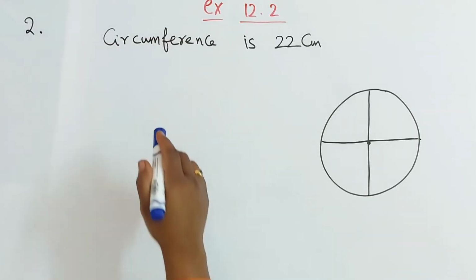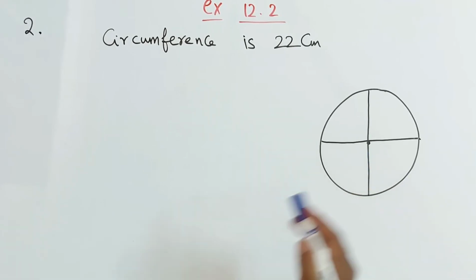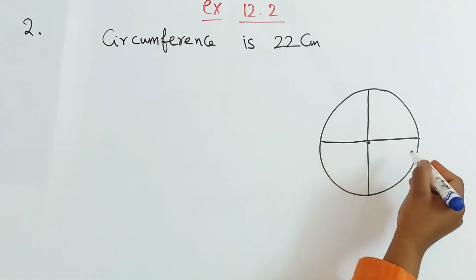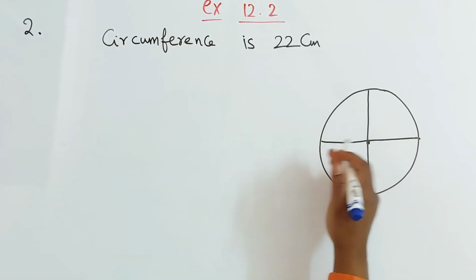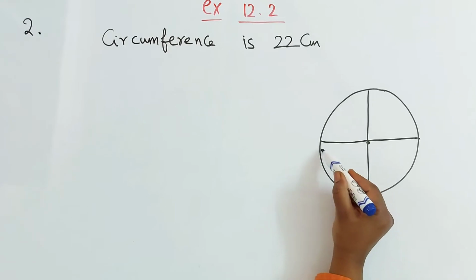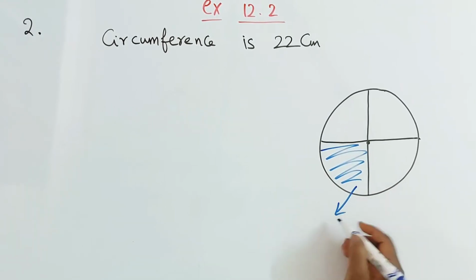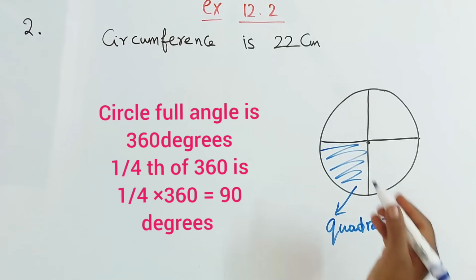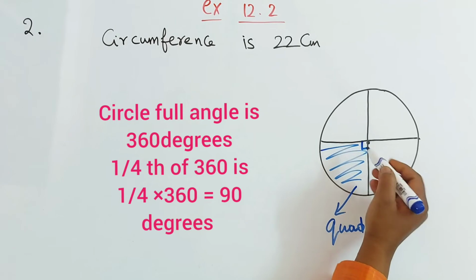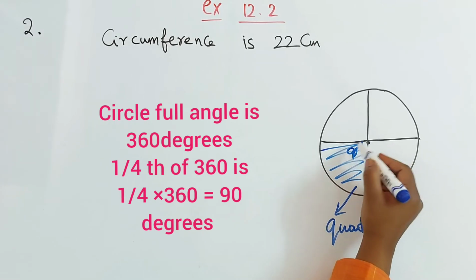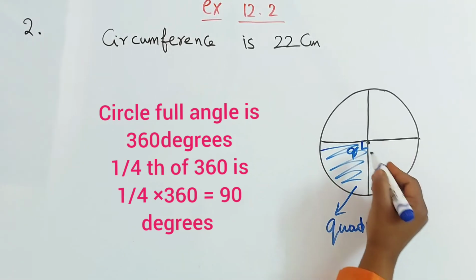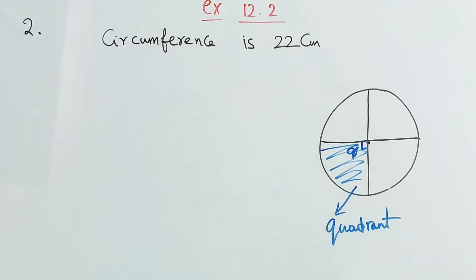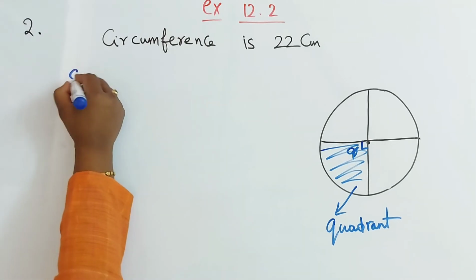Second question, children. Find the area of a quadrant of a circle whose circumference is 22 centimeters. Quadrant means 1/4 of a circle, children. If you make a circle into 4 equal parts, that one part is called a quadrant of a circle. That means this angle is 90 degrees. Right, children? So this is a sector. Now this is a sector and the angle is 90 degrees. Quadrant means 1/4 of the circle. So what is the sector angle here?